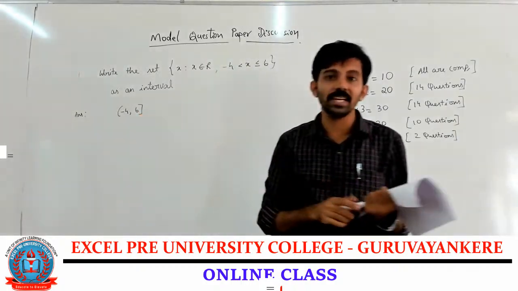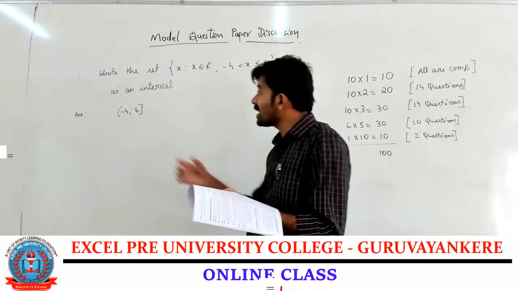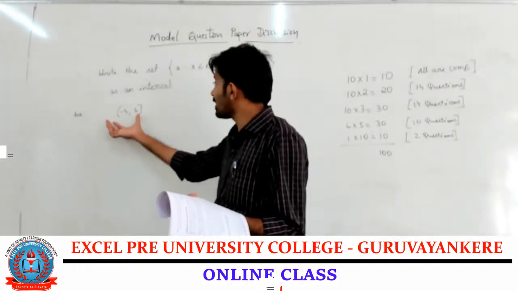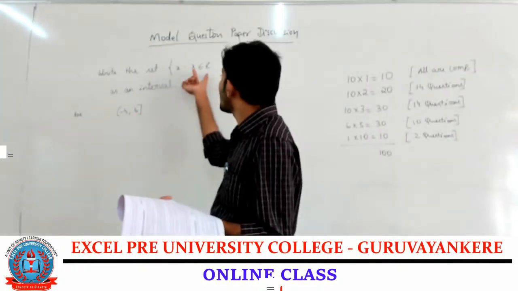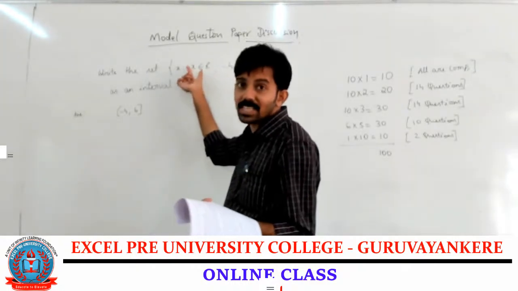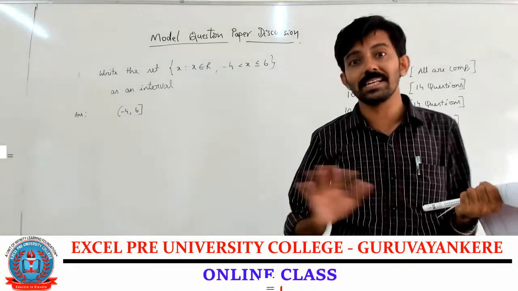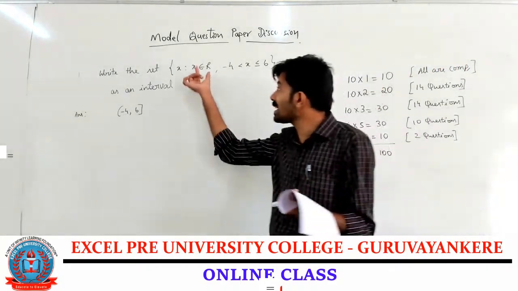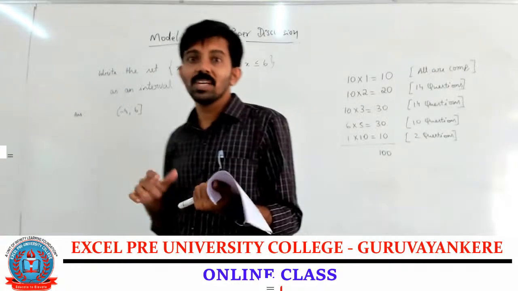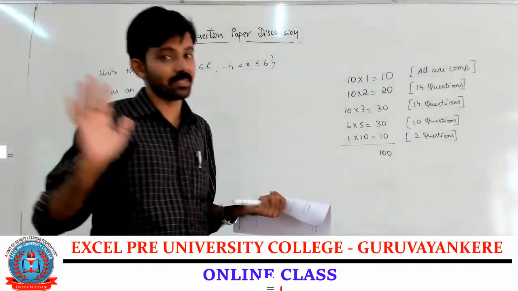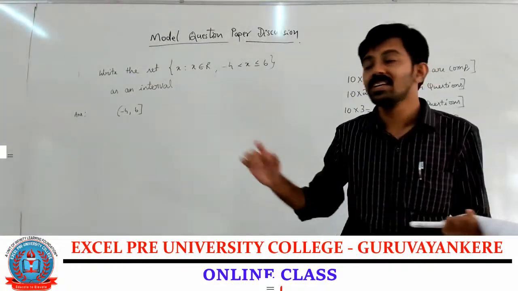Open closed interval. We write the interval only when it is the set of all real numbers, values of x such that it is a real number. If it is integers or whole numbers or natural numbers, we don't write the interval. Interval is used only for real numbers, because we cannot list out all the real numbers. That is why we write the interval.